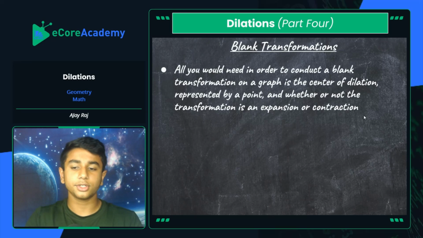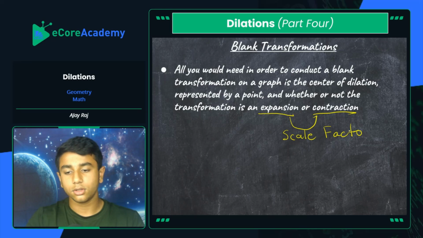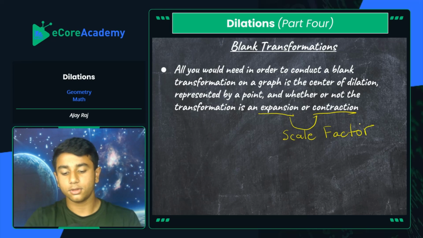So all you would need in order to conduct a blank transformation on a graph is the center of dilation represented by a point and whether or not the transformation is an expansion or contraction. So like I said, you need the center of dilation and the scale factor, but the scale factor has two different types and two different characteristics. That means the scale factor can either be a contraction or an expansion. So that relates to the scale factor. Oops, forgot the R.